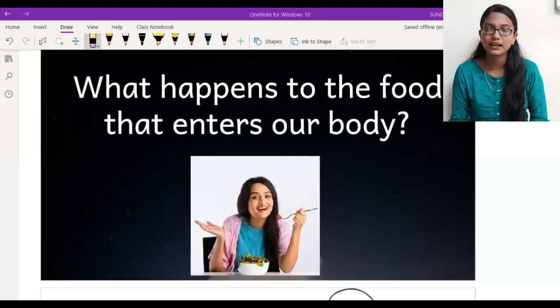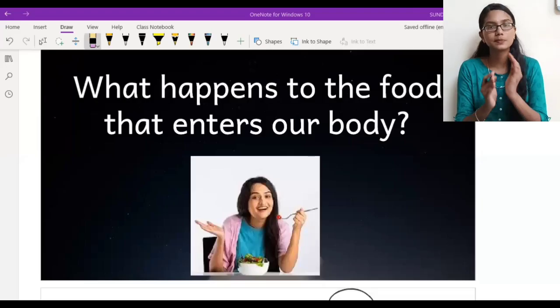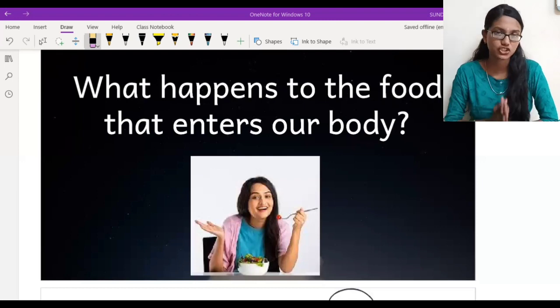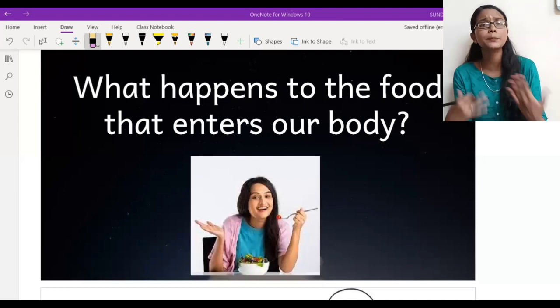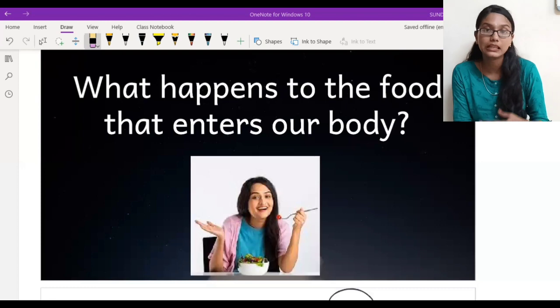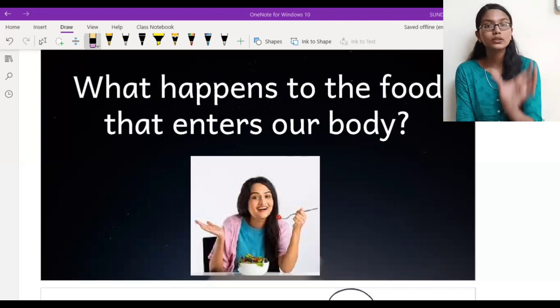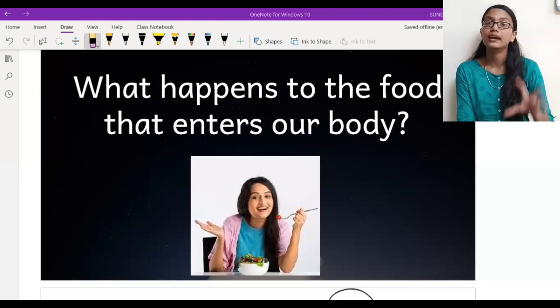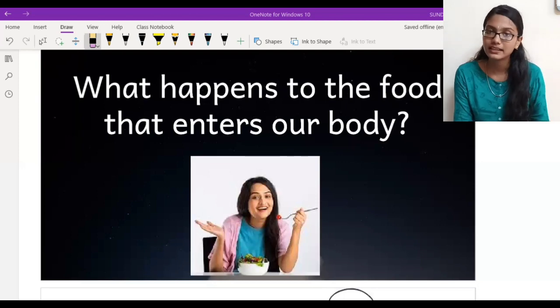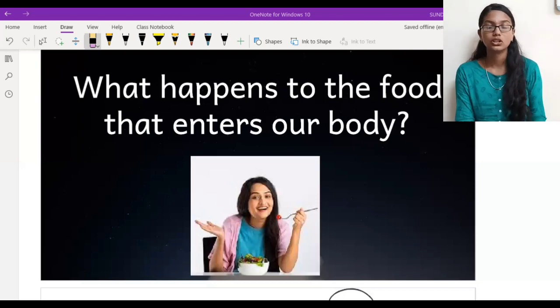So in today's class, I'm going to teach you a very important biology topic. The chapter is from class 11 CBSE, and the chapter name is Digestion and Absorption. In today's class, we are going to deal with a specific topic called digestion of food. In previous classes, we already learned how the alimentary canal looks and what the different organs present in it are. Today we are going to learn what happens to the food that enters our body.